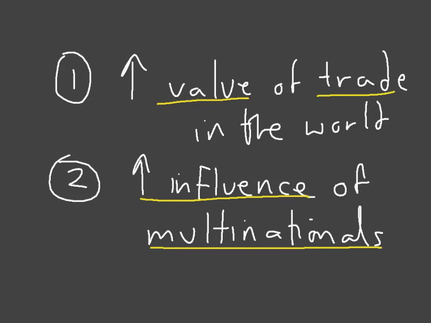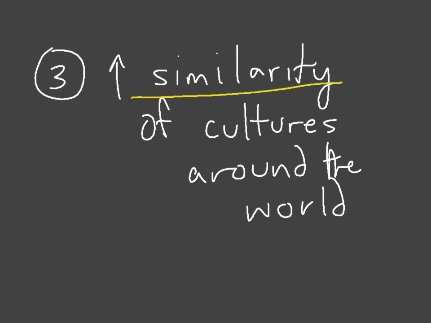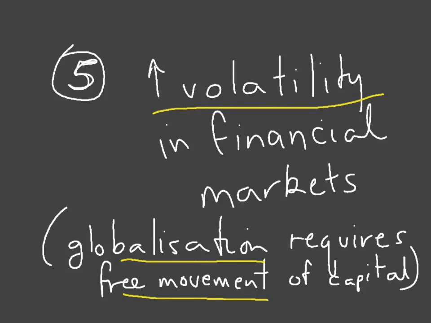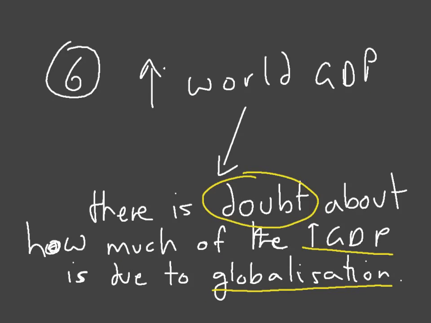So to summarize then, there are several characteristics that we can identify as being part of globalization. Trade has gone up in the world, multinationals are more important, cultures have become more similar, national governments have seen a decrease in their power, and financial markets have become more volatile, as well as the world GDP rising. So these are some of the factors to bear in mind when we think about the impact of globalization in the world.